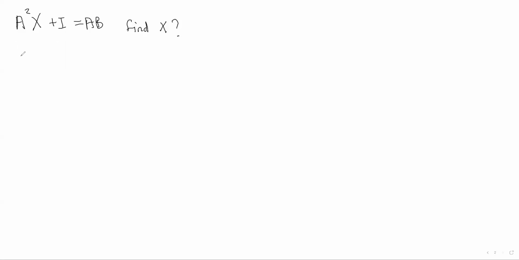So the first thing you do, obviously, like with any equation, when you want to make a variable the subject of the formula, it's going to be A squared X is equal to AB, and take the I to the other side, given that A and B have inverses. This condition is important.